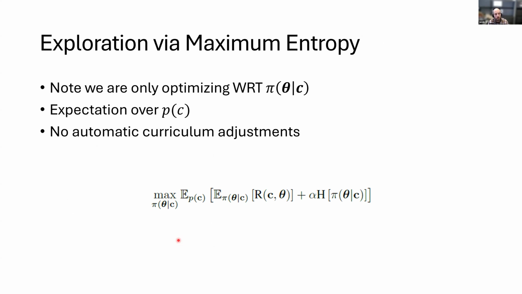So we explore via maximum entropy. I'll get into these distributions in a sec, but for some episode, you define a reward and you have some entropy term that rewards exploration. Note that there's no automatic curriculum adjustment here. Curriculum adjustment is when the context changes automatically to get more and more difficult as the agent learns. And our expectation here is over the actual context space. I'll talk about what we're going to do about that in a sec, because this is often not known, the context of your environment.